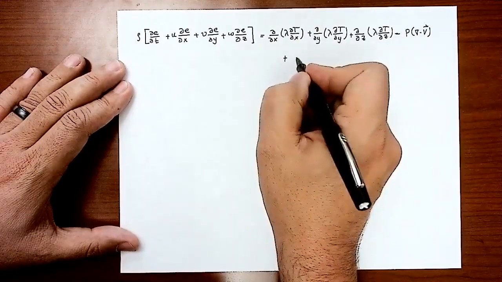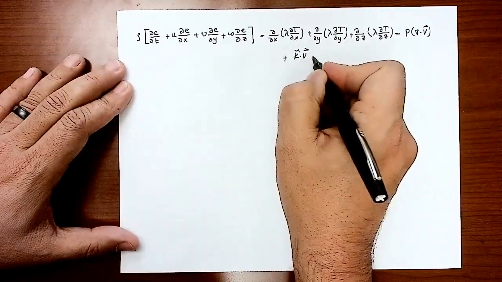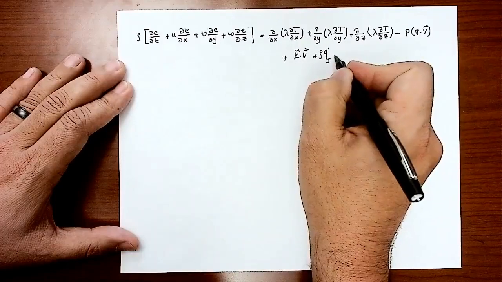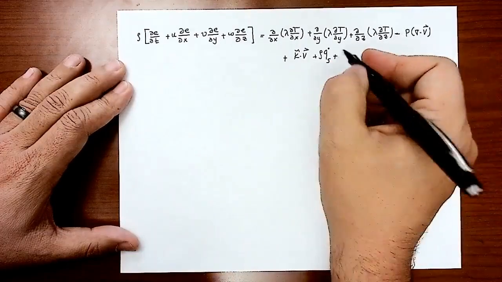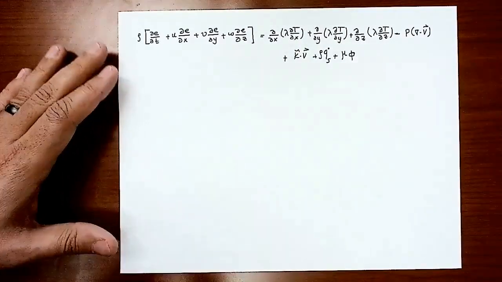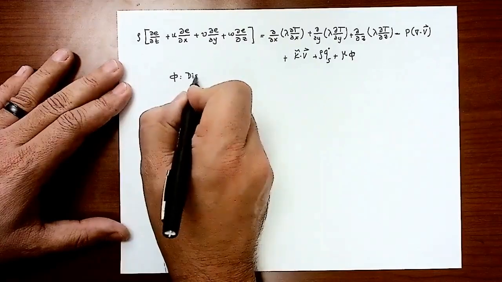plus the body force, the heat source, the volumetric heat generation source, plus mu times phi. So this is the equation that you're going to get. Then phi is called the dissipation function.